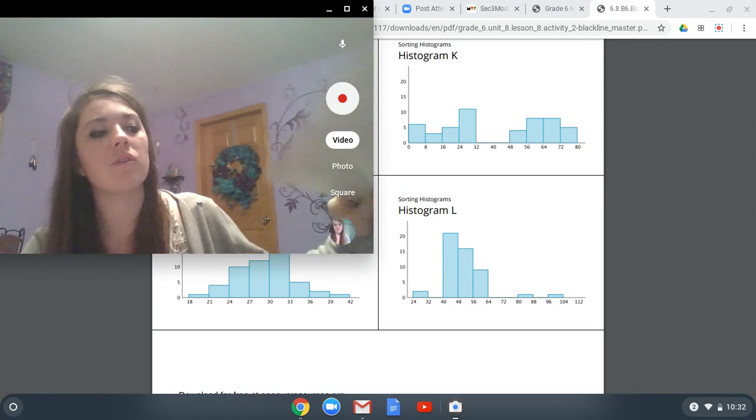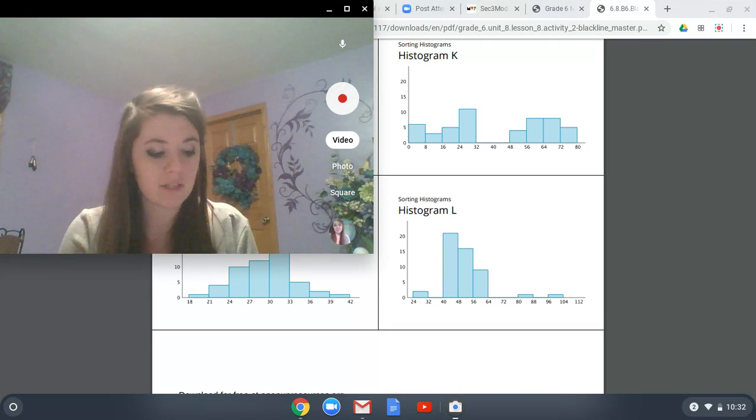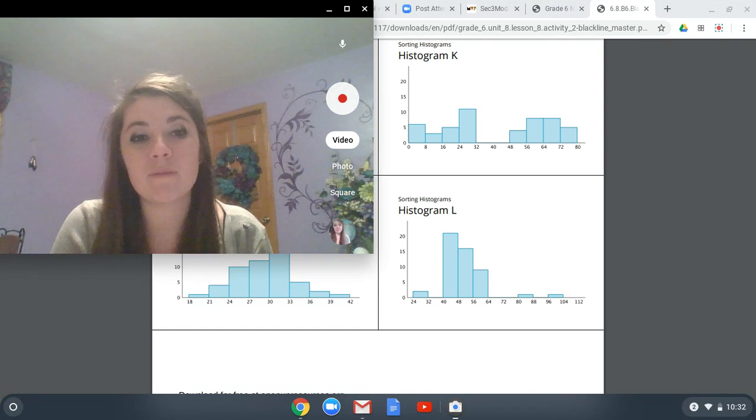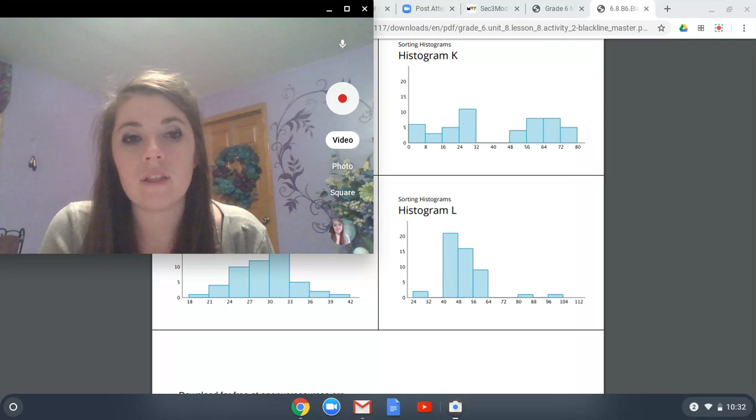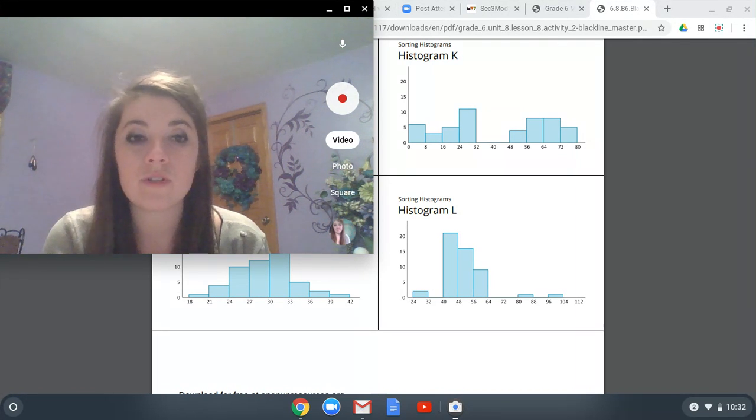Okay? So what we looked at this lesson are histograms. We looked at the spread of data, and we looked at whether or not they're symmetrical. So we can gather a lot of information about data based on whether or not it's symmetrical. So symmetrical is your key word for this lesson.